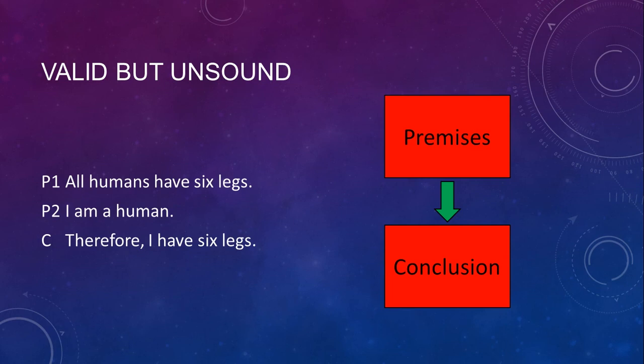By the way, this notation, P1, P2, and C, is going to be recurring throughout the course. This is, again, how philosophers usually lay out arguments. So premise 1, premise 2, conclusion.